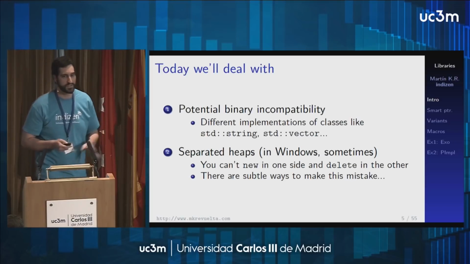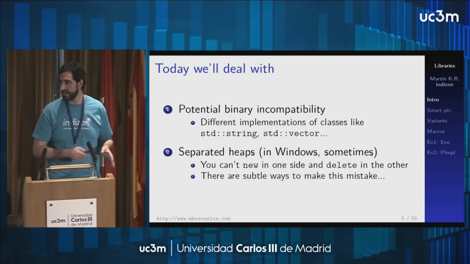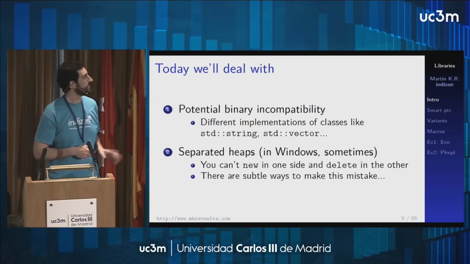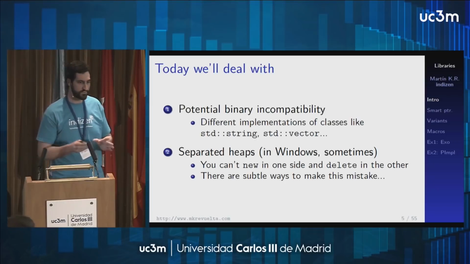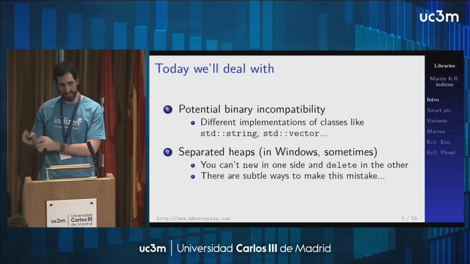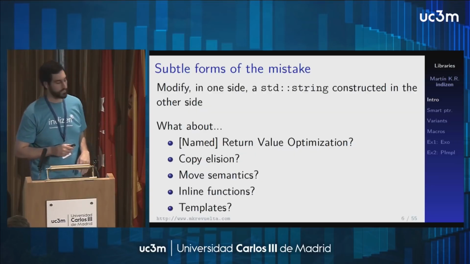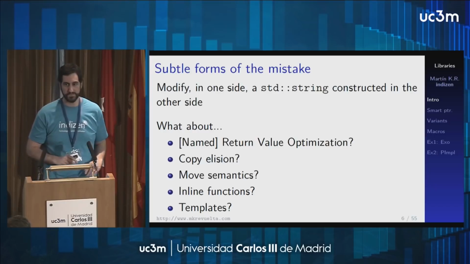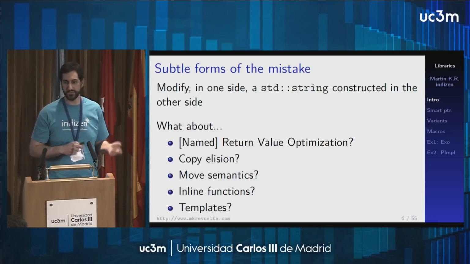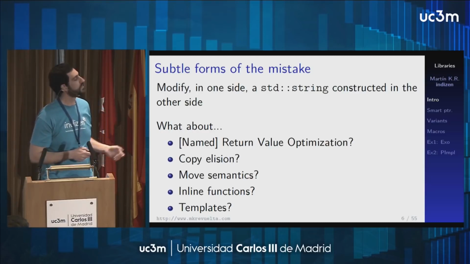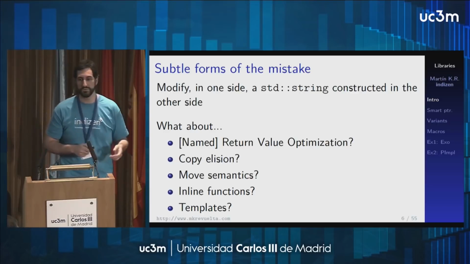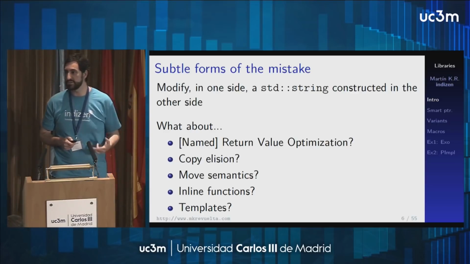Also, in Windows, sometimes, depending on how you link your library and how your client links the library with the program, the heaps might be separated so that whatever is new in one side cannot be deleted in the other side. It must be deleted on the same side where it was new. And these problems can have subtle forms. You can make mistakes without clearly doing a new and a delete on the other side. You might pass a string by reference, and the other side might modify that string, and modifying a string might require an allocation. So bad things can happen. What happens with a lot of good C++ features that we like to use?